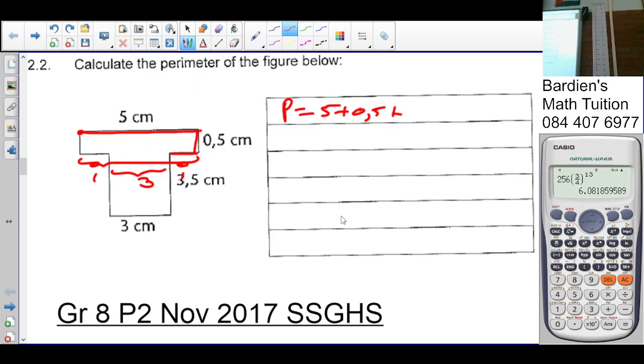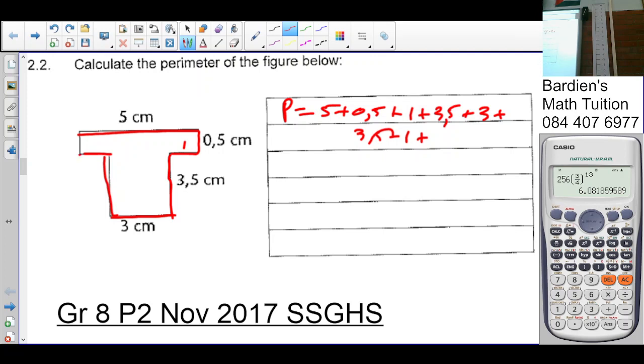Not so? But they should have told you that these lengths are equal. They should have said that those lengths are equal. But okay, they didn't. But we're assuming it's equal. So it's going to be 5 plus 0.5 plus 1 plus 3.5 plus 3 plus 3.5 plus 1 plus 0.5.